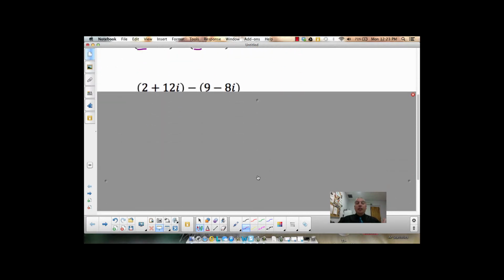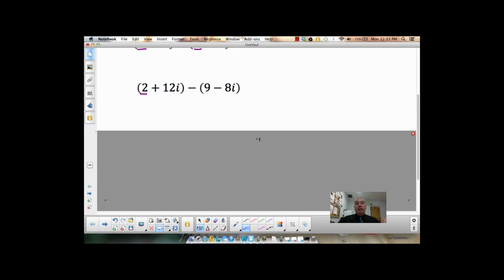Alright, so now let's scroll down to the next example here. We've got some where we're going to deal with subtraction. We've already got a line here for the 2. We've got another one for the 9. Here's where we make some errors because of this negative sign. So 2 minus 9. 2 minus 9 is just negative 7.